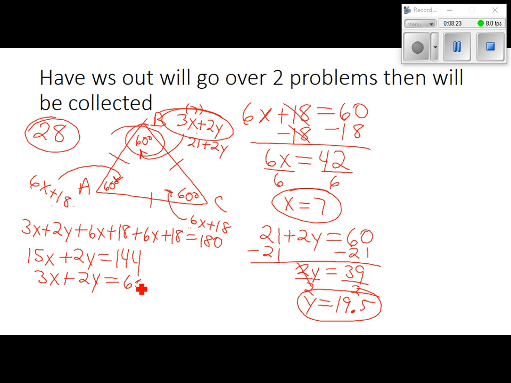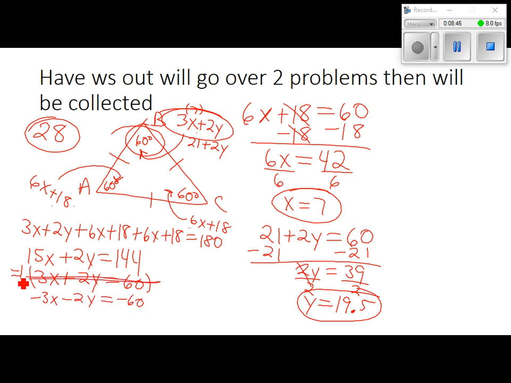Times that by negative 1. Now, what Harry's saying from algebra, he remembers from algebra last year, you get either the x's or the y's to be opposites of each other. He's saying multiply this one by -1. He might have meant the top one, I don't know. So we got negative 3x minus 2y equals a negative 60.